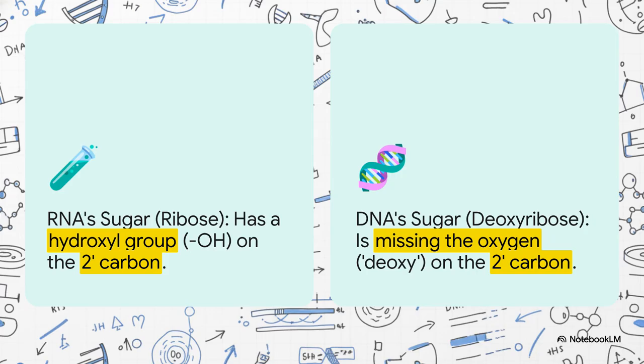And what about the difference between DNA and RNA? It's so simple, but you have to know it. It all comes down to one little oxygen atom on the 2' carbon of the sugar. In RNA, you've got a hydroxyl group, an OH. In DNA, it's deoxyribose. It's missing that oxygen. That's it. That's the whole difference right there.